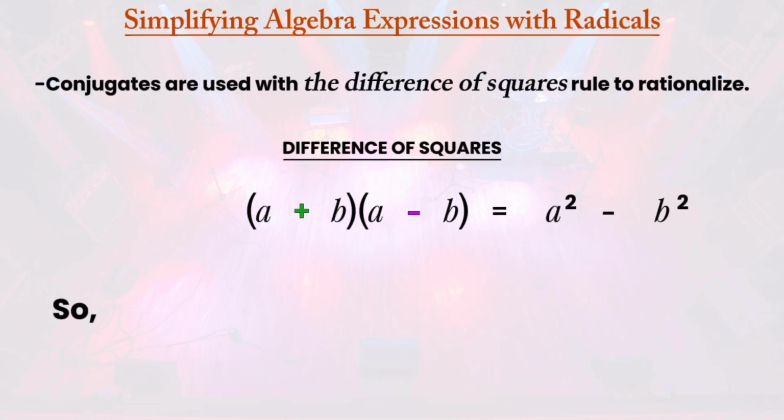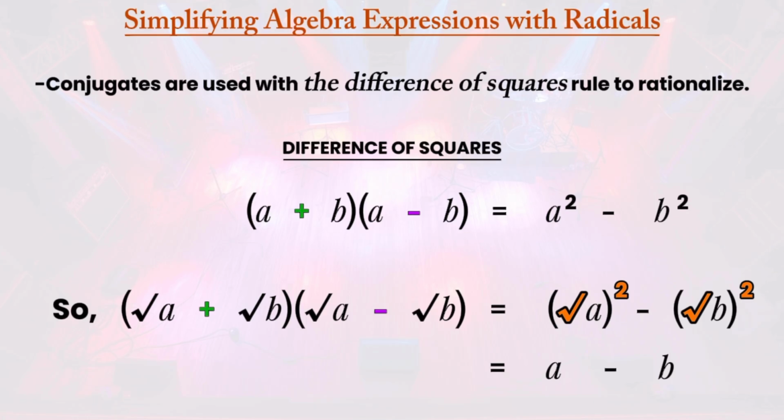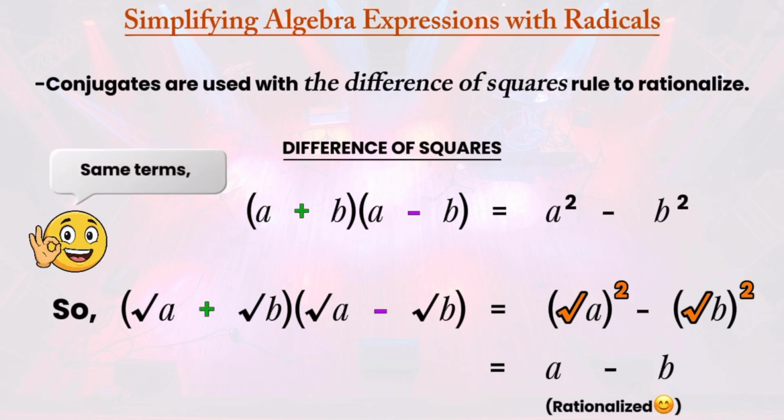Taking the same principle, the square root of a plus the square root of b multiplied by its conjugate results in a minus b. The square root being squared is cancelled out, giving us a rational number. Conjugates represent same terms, opposite signs, total cancellation.